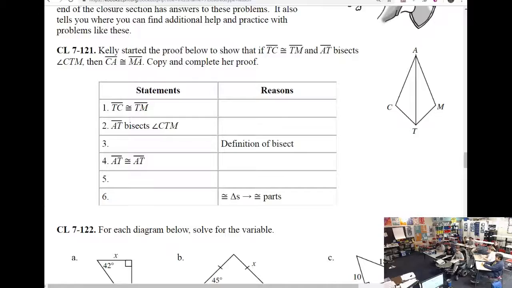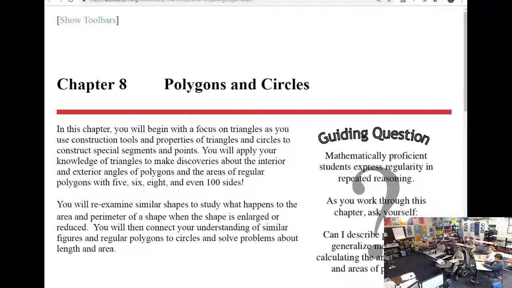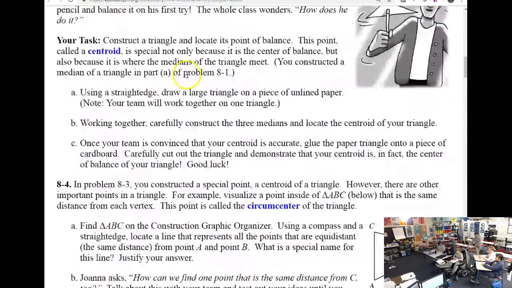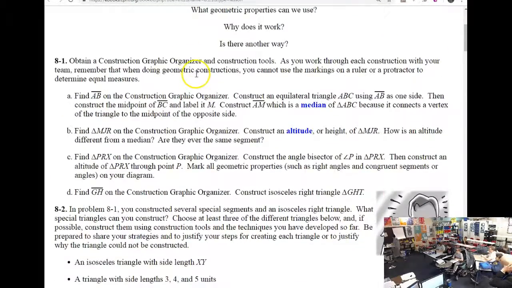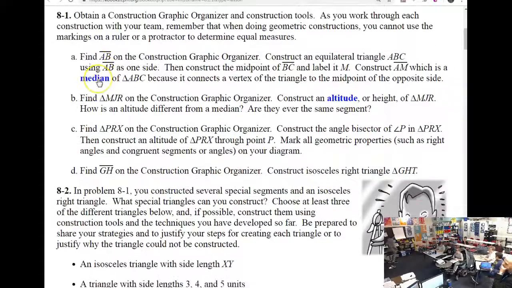All right, can I have them dive in real quick? If you guys don't have any questions on closure, what we're going into today is these constructions of triangles. What you want to do is work through 8.1 here, and if you don't have a resource page, I'll send them around.